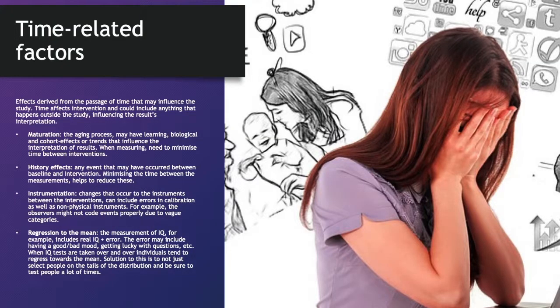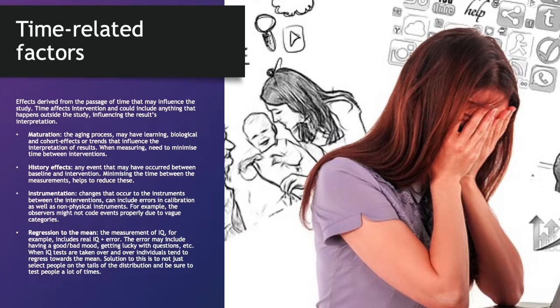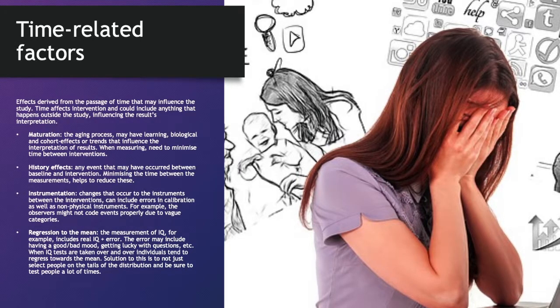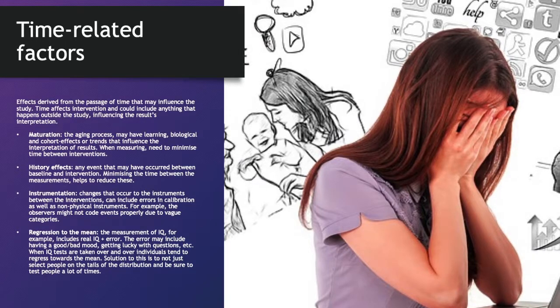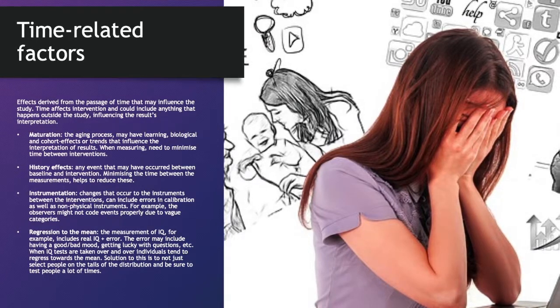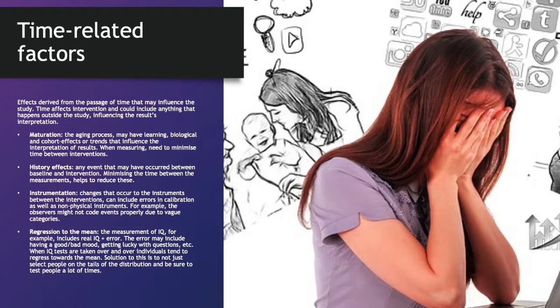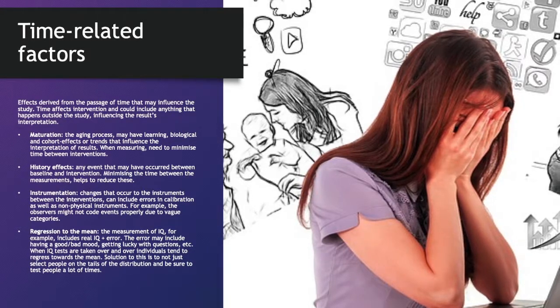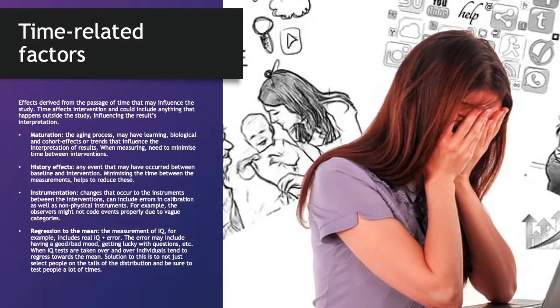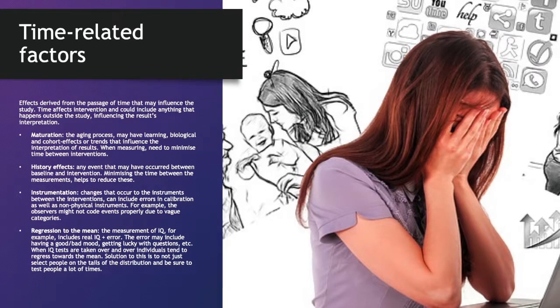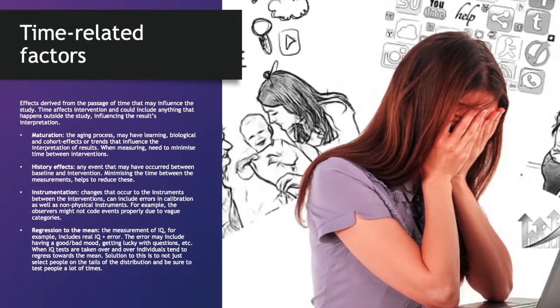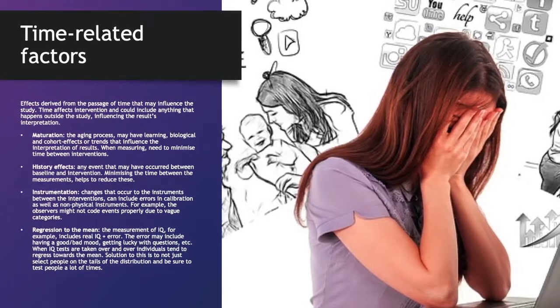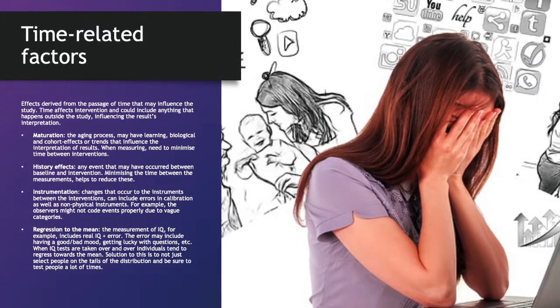Time-related factors. These are effects that are derived from the passage of time that may influence the study. Time affects intervention and could include anything that happens outside the study, influencing the result's interpretation. Maturation is the aging process and may have learned biological and cohort effects or trends that influence the interpretation of results. When measuring, one needs to minimize the time between interventions.